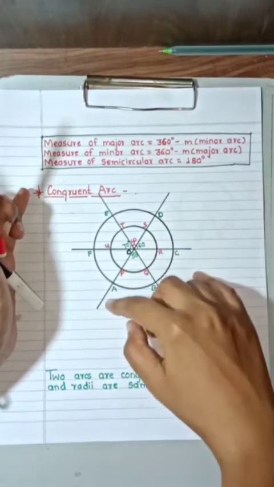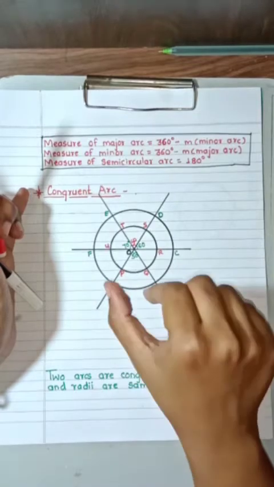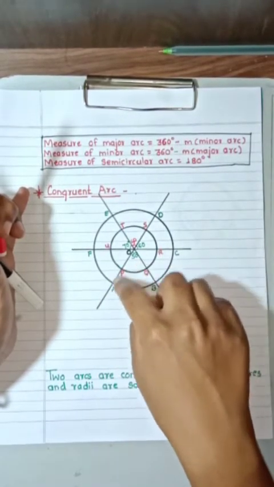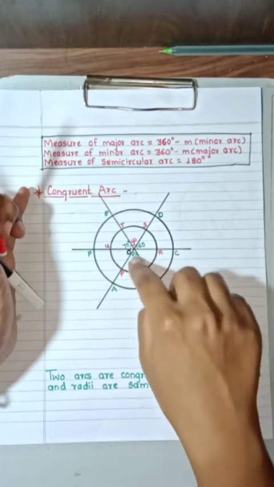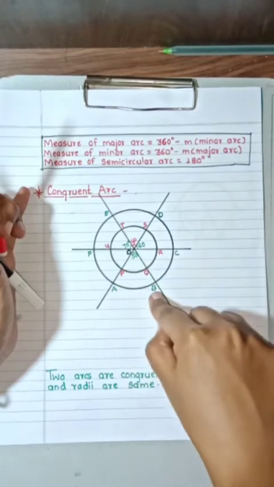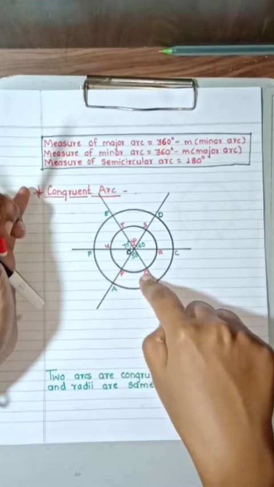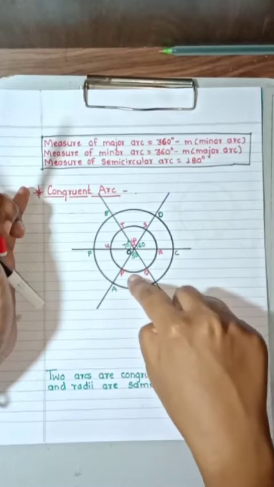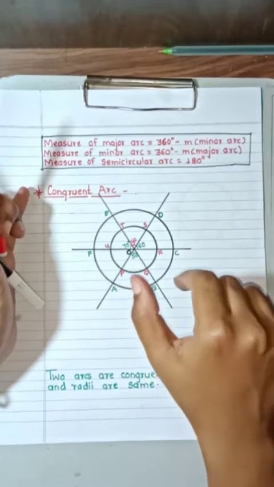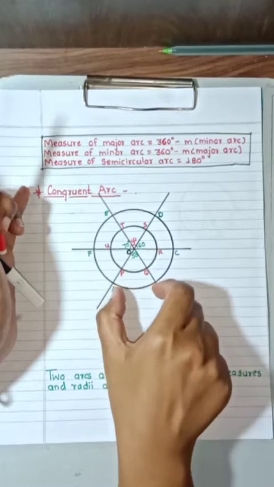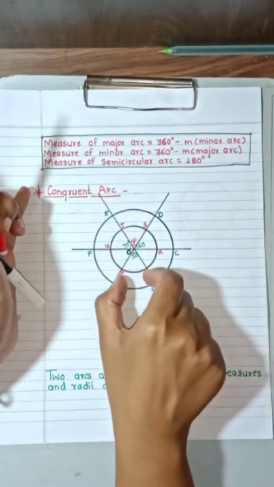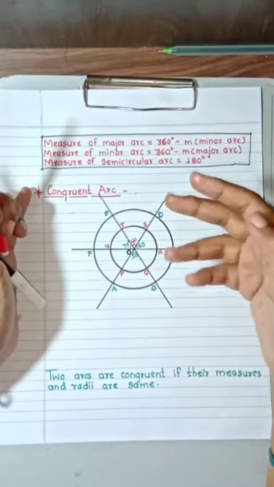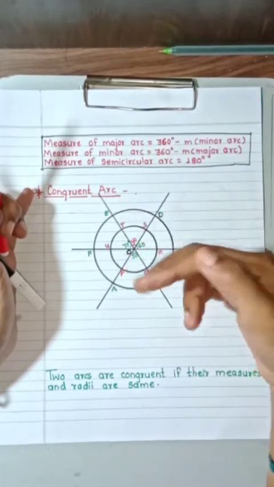Now once again I'll repeat. The measurement of the central angle is equal to the measurement of the minor arc. Now you can see this angle, AOB, is 50 degrees. Therefore arc AB will also be 50 degrees and arc PQ will also be 50 degrees. But you cannot say that AB is congruent to PQ. Congruent means it should fit on one another exactly. But if you pick up this PQ and place it on AB, it will be smaller. So in case of a circle, you have to see the vertically opposite angle.